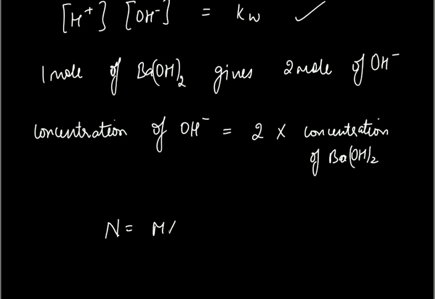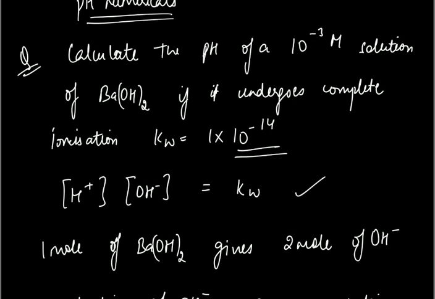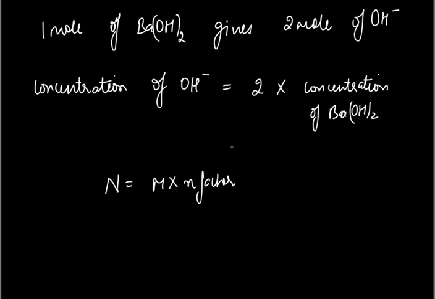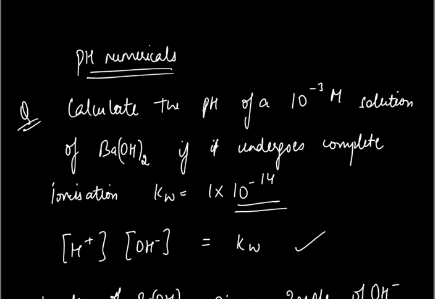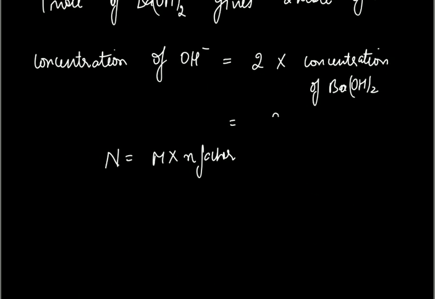So it's very similar to what I said in the last video. Normality is equal to molarity into n factor. So n factor over here is nothing but 2 because it's a diacidic base, right? So 2 into the concentration of barium hydroxide, and the concentration given here is 10 raised to the power minus 3. So 2 into 10 raised to the power minus 3, that's the concentration of OH negative ions. Either you do it with this formula or like this, it's up to you.